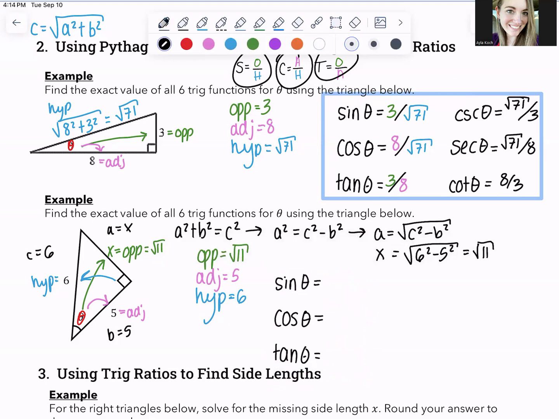All right. So sine, again, opposite over hypotenuse. The opposite side is square root 11 divided by the hypotenuse, 6. The soulmate of sine is cosecant. Match the S and the C together. So cosecant of theta, the reciprocal, will be 6 divided by square root 11. For cosine of theta, that one is adjacent over hypotenuse. So adjacent is 5 divided by the hypotenuse, 6. The soulmate of cosine is secant. So secant of theta is equal to the reciprocal of 5/6, which is 6/5.